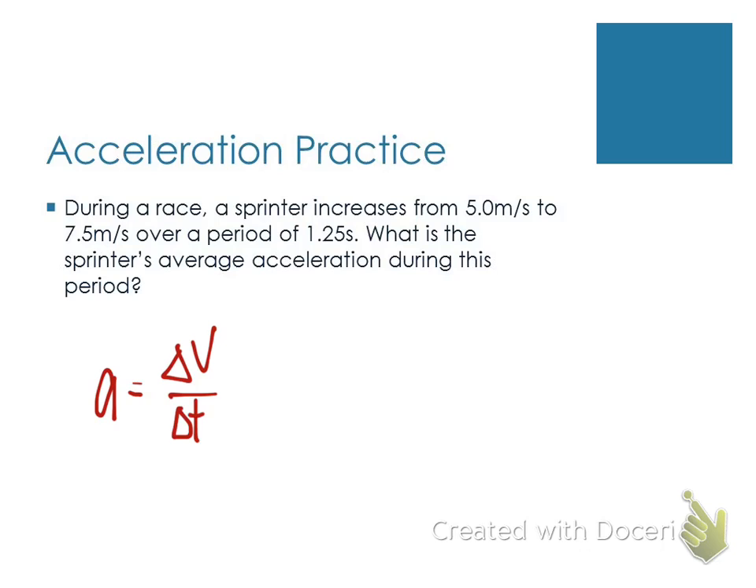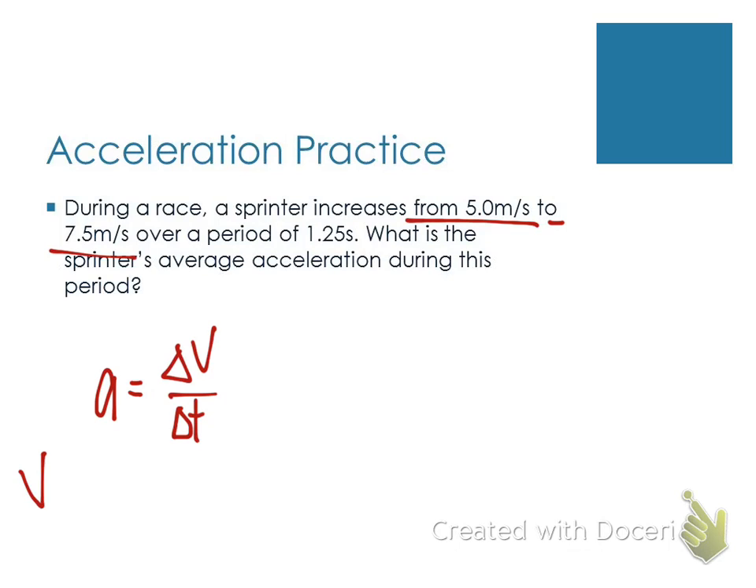Delta V over delta T. So for these word problems, we have to start really using context clues and using words that tell us what the initial velocity is going to be and what the final velocity is going to be. Okay? So if it tells us that it's increasing from 5.0 meters per second to 7.5 meters per second, what would our initial velocity be?